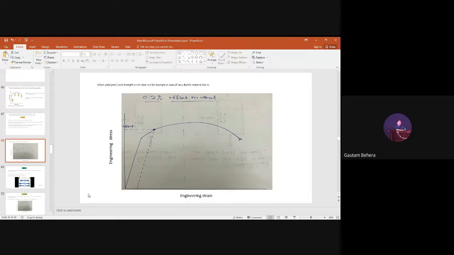I think you probably understood, or a few people may get confused. In some textbooks, they have written 0.002 strain. That means either you take 0.2% or you take 0.002 strain. From zero strain you go in this direction to 0.002 strain, right? Then you draw a line parallel to the linear line. Where it cuts, that point will give you the yield strength. That is called the offset method yield strength.